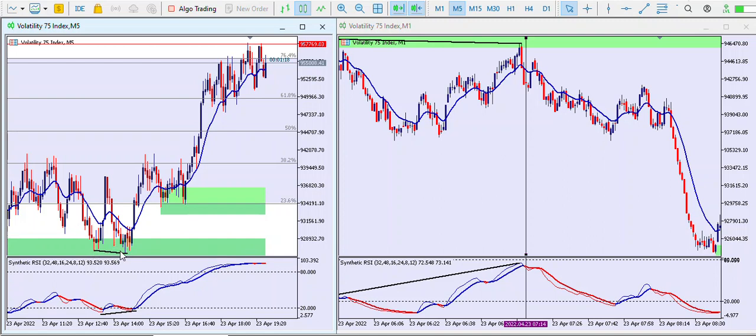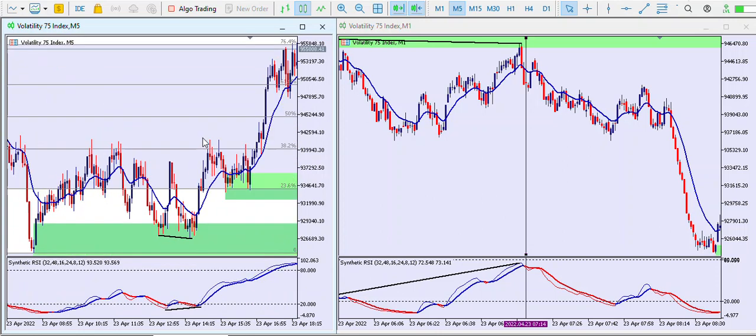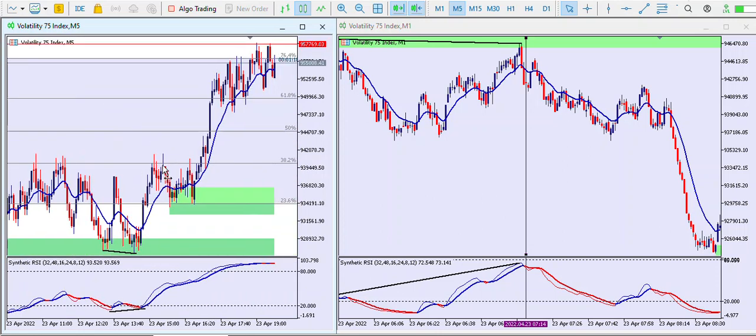So this low is lower than this, while this low is lower than this. As soon as price changes, the color changes while the indicator lines are crossing, we take a buy, targeting these highs and these highs. Right, so that's an example on the 5 minutes time frame.